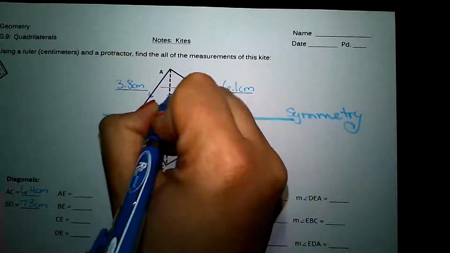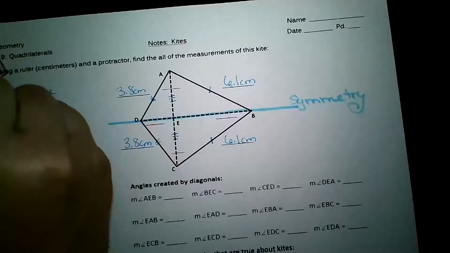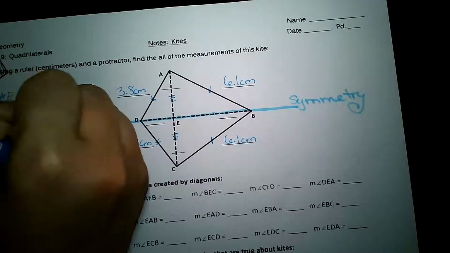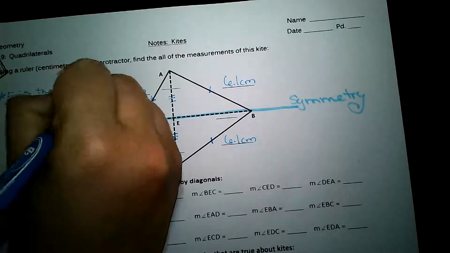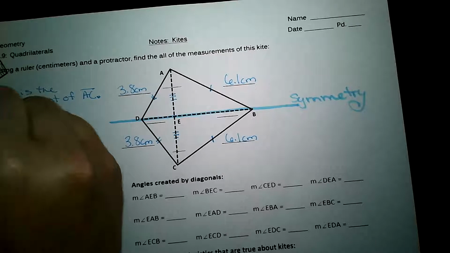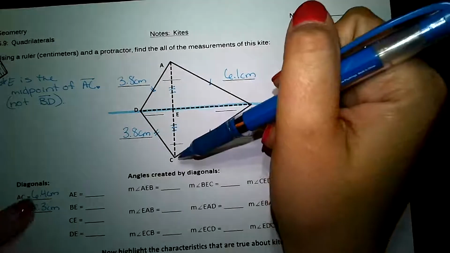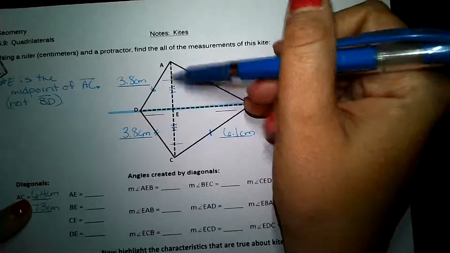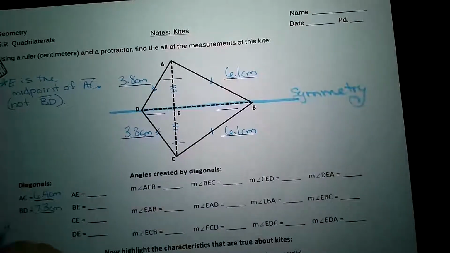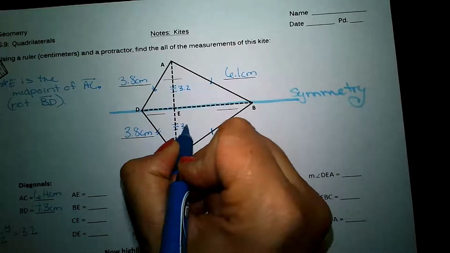We have some midpoint qualities going here. E is the midpoint of AC. It's only the midpoint of AC, not DB. Okay. All right, so if we got A to C is 6.4, then that means we should be able to take that 6.4, slice it, and find the two parts, which would be 3.2. So that would be AE is 3.2 and EC is 3.2.